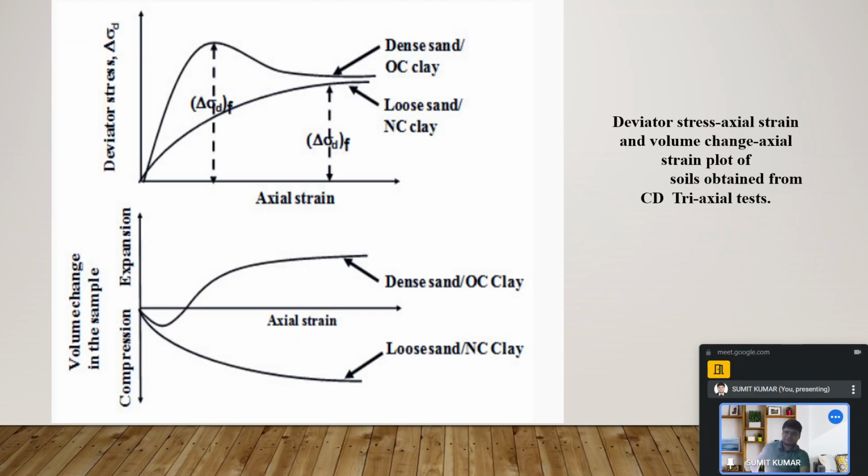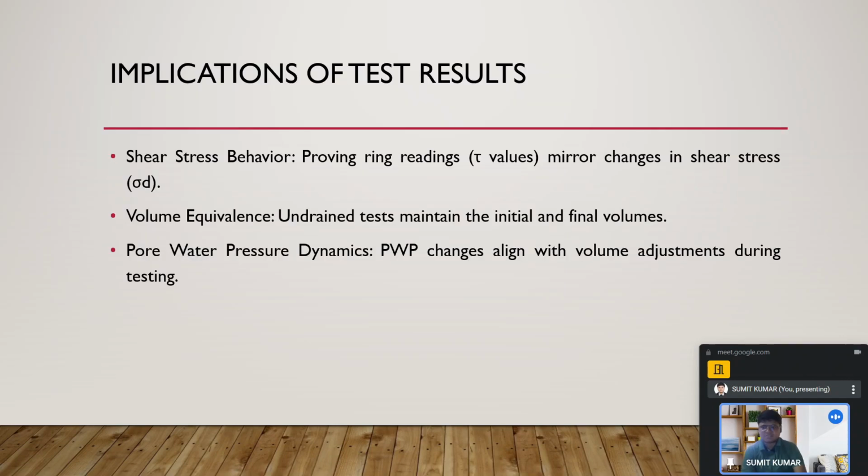which will actually take place in the field. Okay, this is the same image implementing the same concepts which I have discussed just earlier. And OC and NC, basically overconsolidated and normally consolidated soils, are these two. So those aspects I have discussed earlier today in some earlier slide.